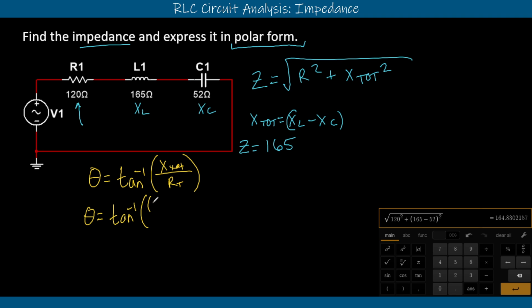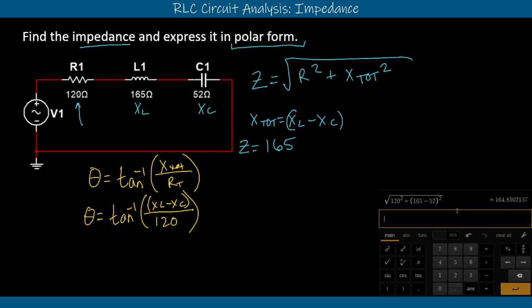So that's going to be our XL minus XC. Sometimes that becomes negative. That's going to give us a negative phase angle, right? On the bottom, we want to put our resistor, and that's 120, right? So 120. And we'll plug that in. We get degrees out of that. So make sure your calculator is in degrees and not in radians, right? That's going to give you a different value.